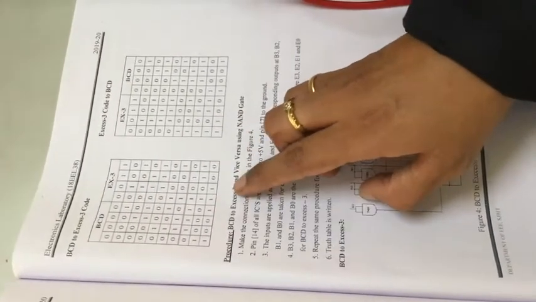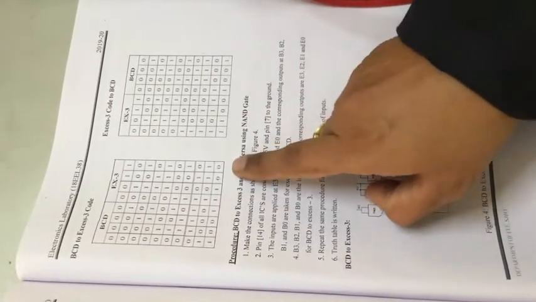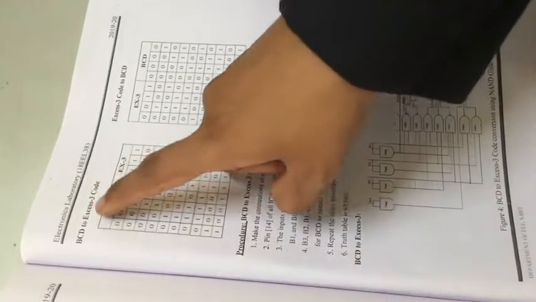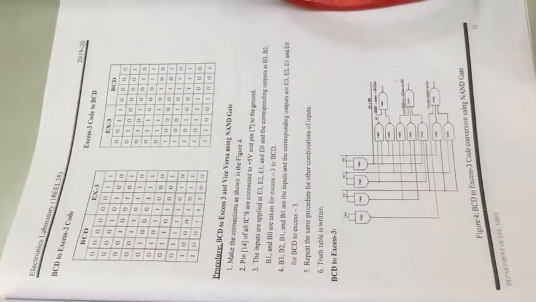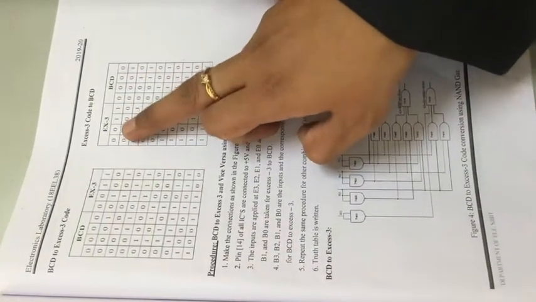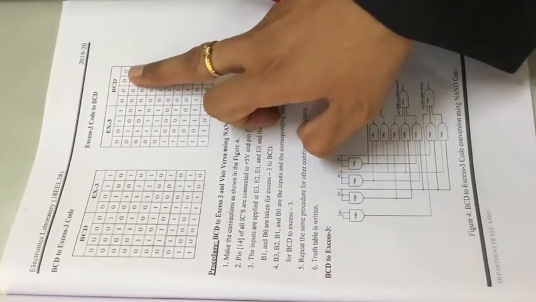After 9, I will not be getting a valid output for XS3 code because the decimal inputs are confined to only 0 to 9. So totally I will have 10 inputs. Similarly, if you look at this, this is the XS3 table and this is the BCD table.